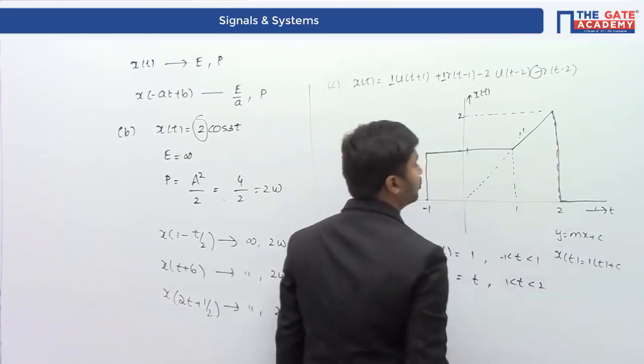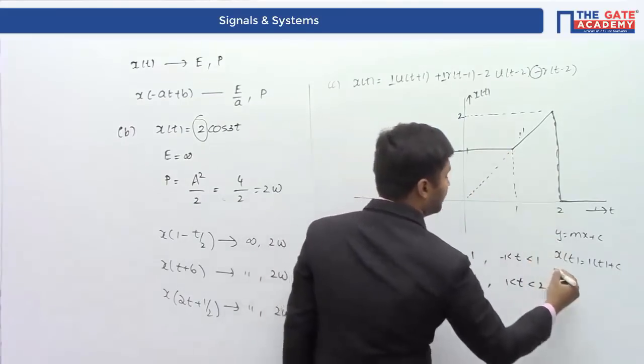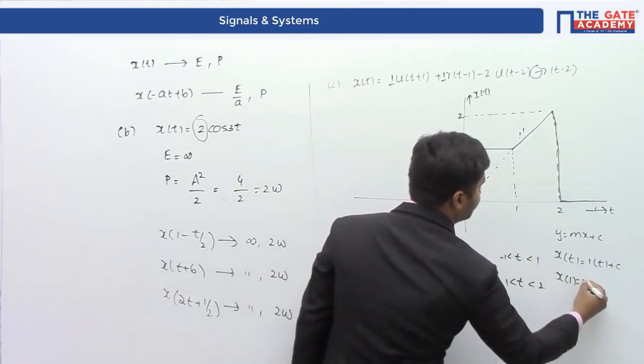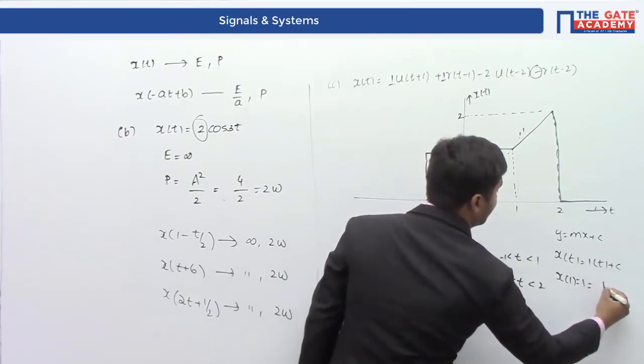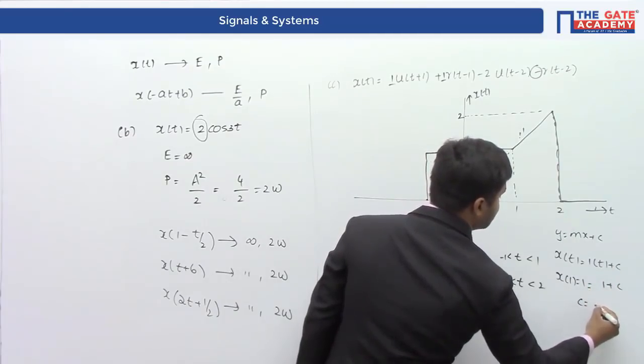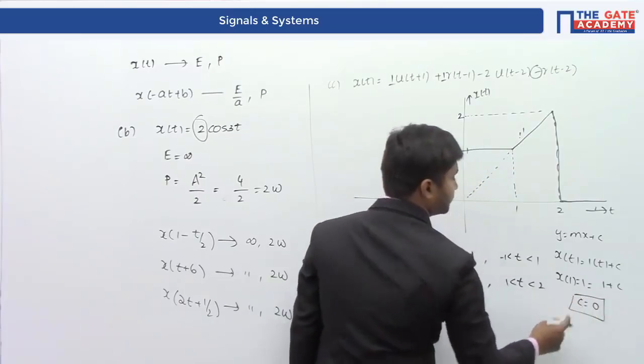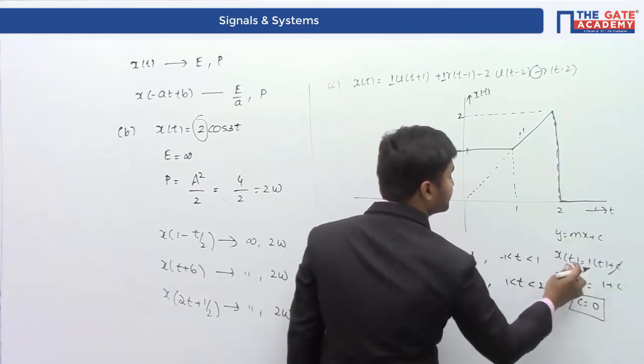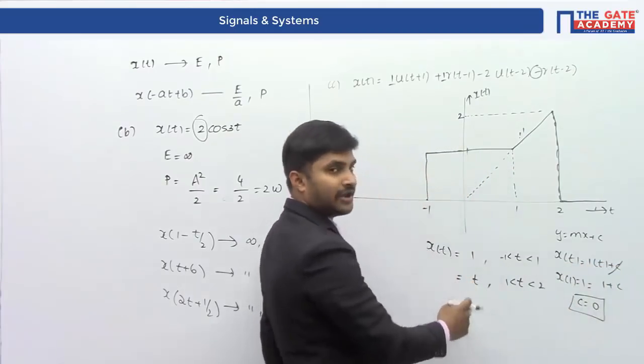And c is something that we don't know. We can find the c. x of 1 is equal to 1, which is equal to t is equal to 1 plus c. So the value of c is equal to 0. So it means that the c value is equal to 0, x of t is equal to t. That is how I wrote it.